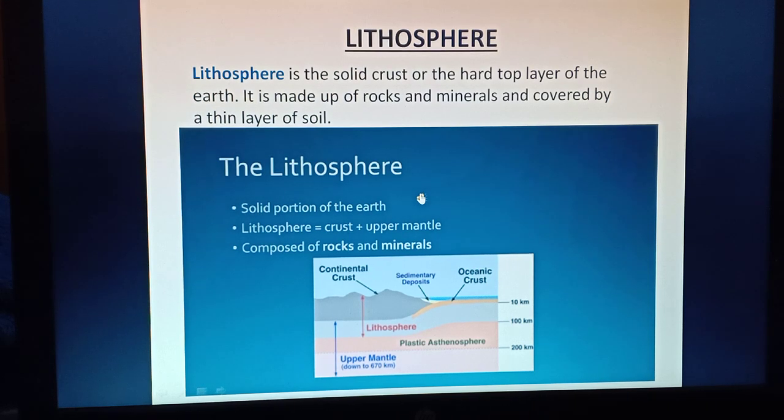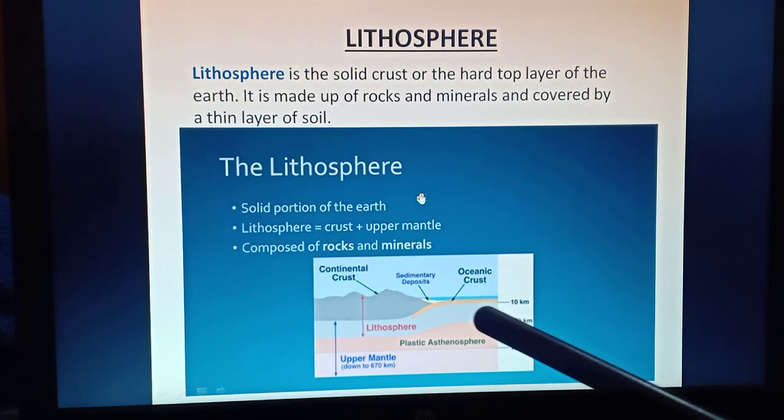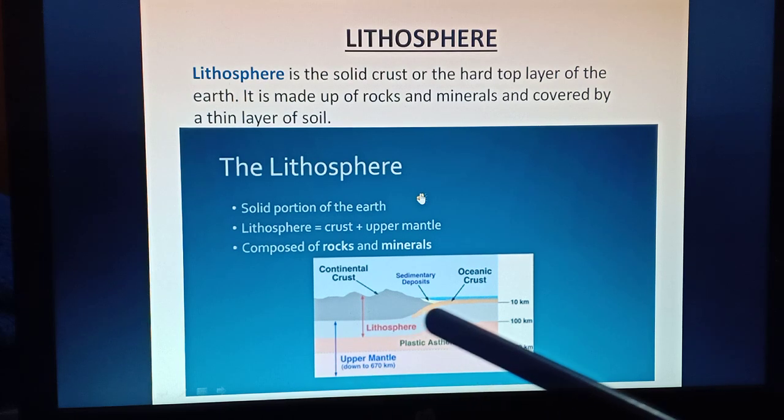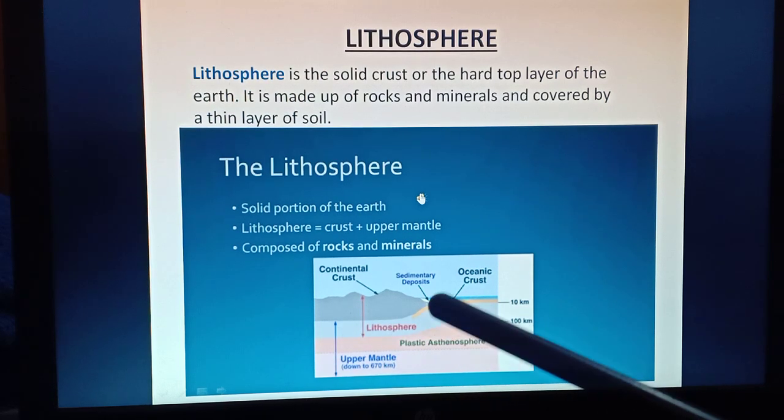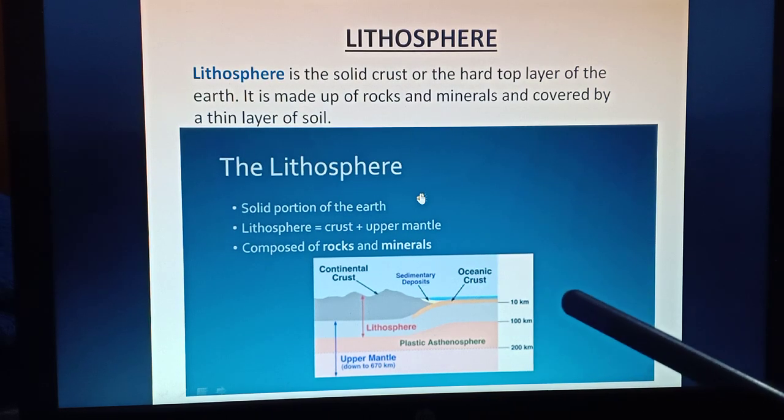So first is lithosphere. Lithosphere is the solid crust or the hard top layer of the earth. As you can see in the picture, it is made up of rocks and minerals and covered by a thin layer of soil. It is an irregular surface with various landforms such as mountains, plains, valleys, etc. Lithosphere is the domain that provides us forest, grassland for grazing, land for agriculture and human settlements. It is also a source of mineral wealth.